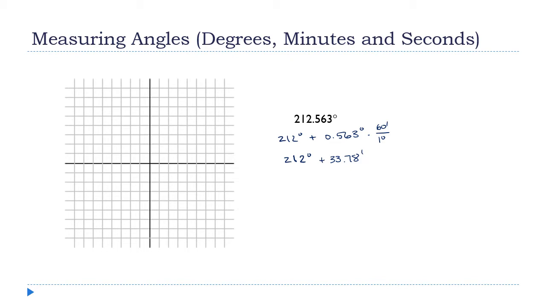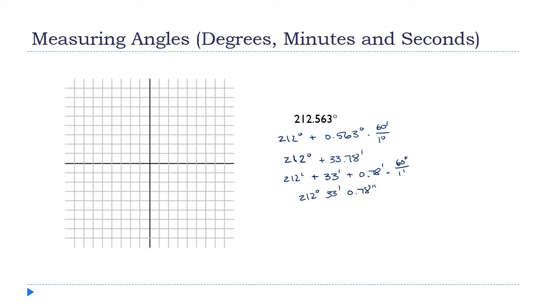Right now, I do the same thing again. Split the decimal part out. This is 212 degrees plus 33 minutes plus 0.78 minutes. And now I multiply this by its conversion factor. There are 60 seconds in 1 minute, and that gives me my final answer. This is 212 degrees, 33 minutes, 0.78 seconds, right? And that's going to be my final answer.